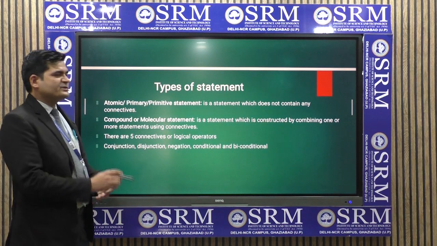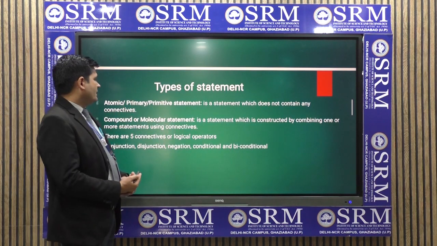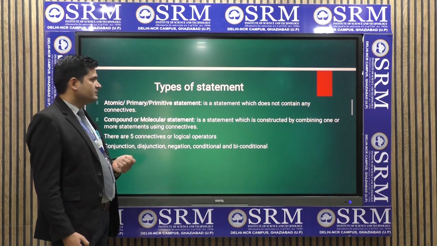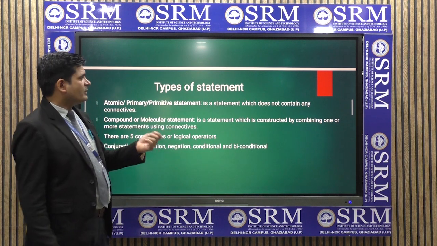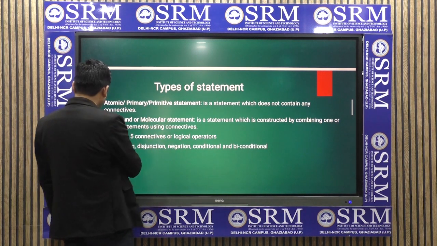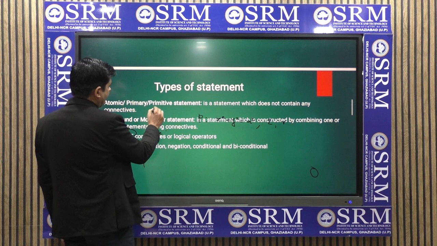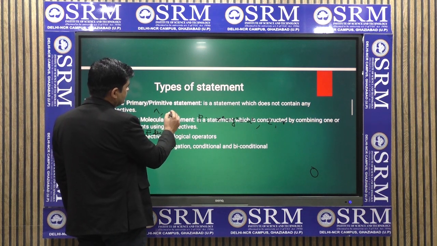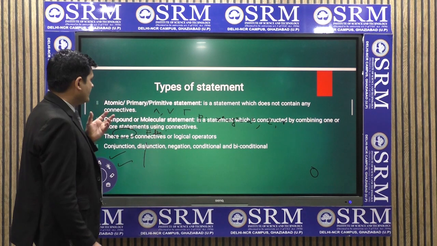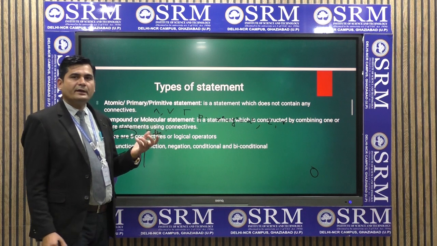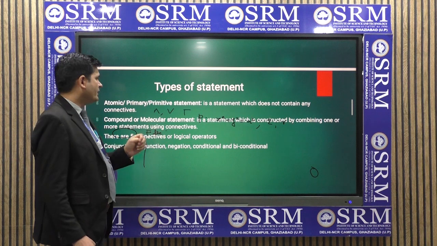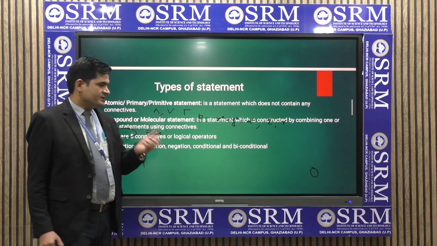Now what are the types of statement or preposition? There are two types of preposition. A primary statement or primitive statement is a statement which does not contain any logical operators or connectives like conjunction, disjunction, negation. A statement which does not contain any connective like conjunction, disjunction, and negation is called an atomic or primary statement.